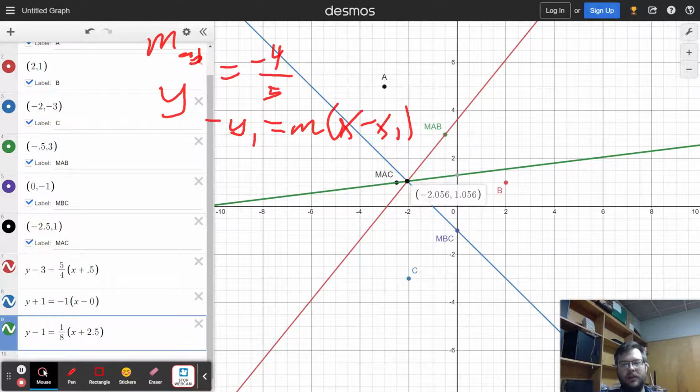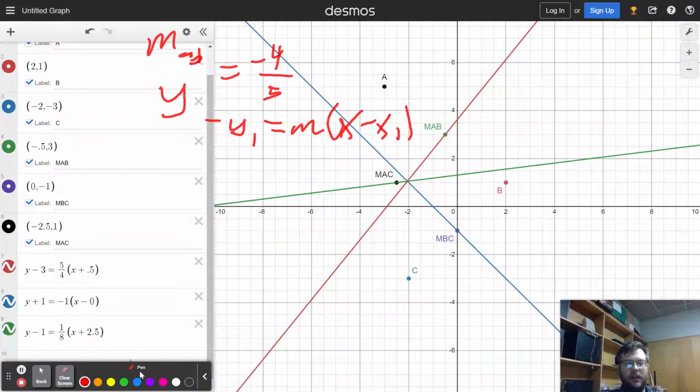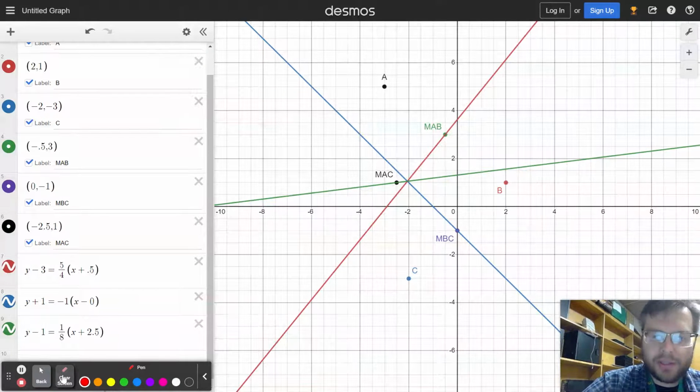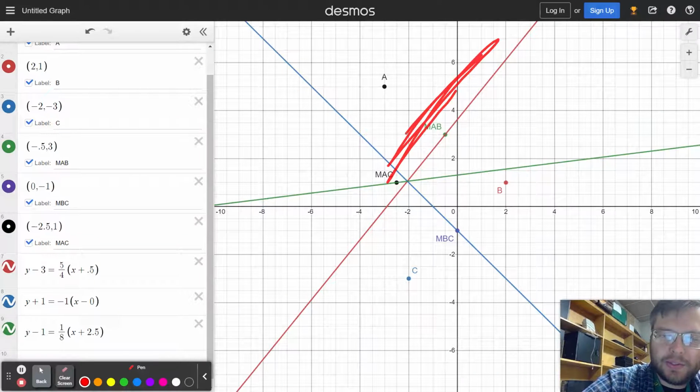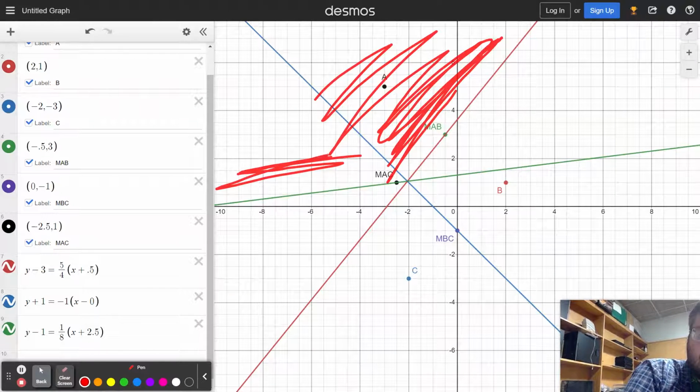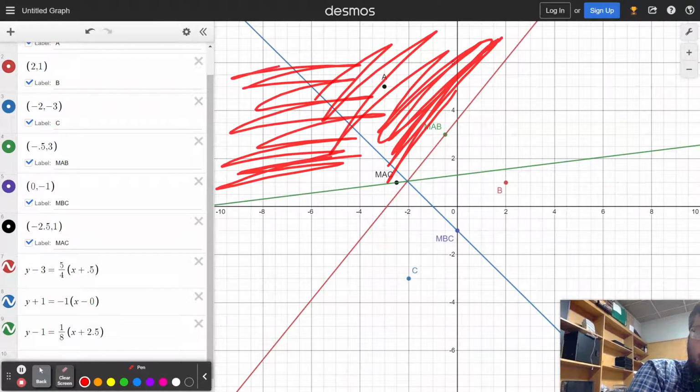So once you've found those equations of the perpendicular lines, and once you've drawn them, you've created your Voronoi diagram. You just need to shade in the different zones. So this zone up here is above the AB bisector, and it's above the AC bisector. So that would belong to point A.